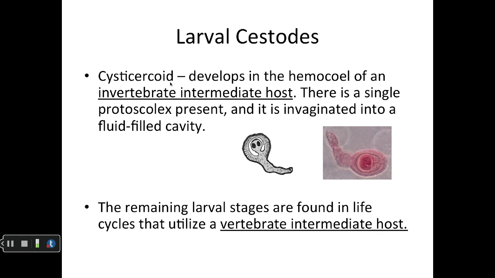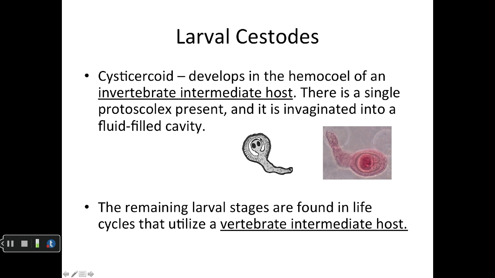And the cysticercoid develops in the hemocoel of an invertebrate intermediate host, such as an insect. This stage forms after the egg stage is swallowed. The embryo hatches. It penetrates the digestive tract of the intermediate host, which in this case is an invertebrate. And then in the cavity that's known as the hemocoel, this cysticercoid develops from the embryo.